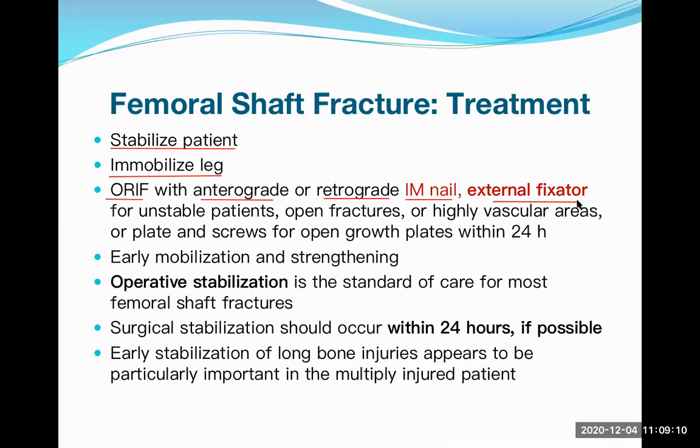Another way is external fixator. Now, external fixator is not applied in all the patients. It is only used in unstable patients, open fractures, where we suspect there is a huge amount of contamination and a highly vascular area. So external fixator is used. We have discussed this before. Sometimes we can treat with plate and screws as well. So different types of open reduction and internal fixation can be used. One is intramedullary nail or rod, one is external fixator, another maybe plate or screws.